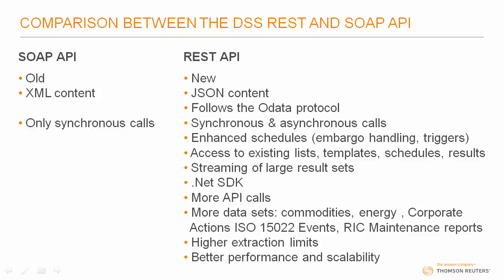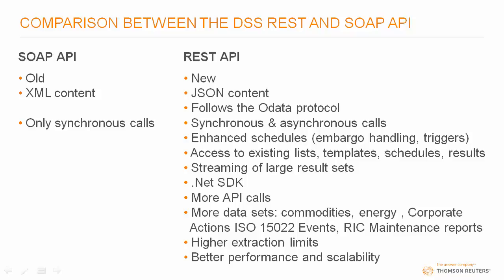Only REST offers API access to existing lists, templates, schedules, and file-based results. This gives you the option of creating them manually and then using them programmatically, which can be quite practical if they hardly change in time. Only REST offers streaming of large results. This does not yet apply to on-demand results, but is currently available for file-based results.